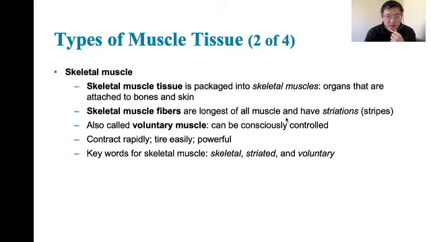Skeletal muscles have striation, which is also called stripes. Skeletal muscles are voluntary muscles. That's because the skeletal muscles can be consciously controlled by the brain. Skeletal muscles can contract rapidly, get tired easily, and contract powerfully. So the keywords for the skeletal muscles are skeletal, striation, and voluntary.